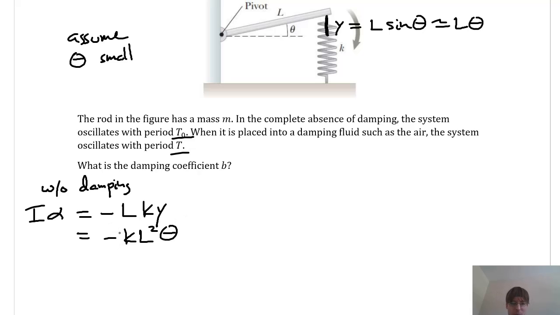So again, it is a simple harmonic oscillator. It absolutely is because I see that the acceleration is proportional to the displacement. In fact, I can read off the value of omega. I'll call it omega naught because it's without damping. Omega naught squared is equal to KL squared divided by the inertia.